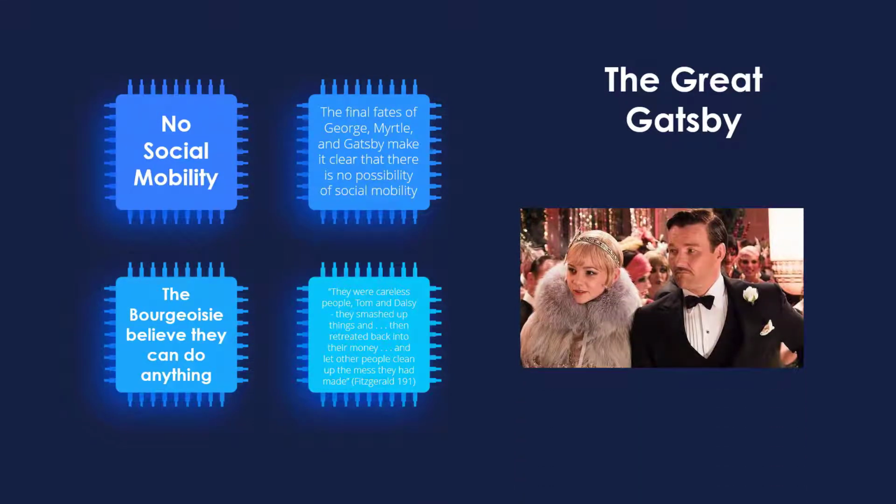The author, Fitzgerald, makes it very clear that in this 1920s American society, there is no social mobility. The final fates of George, Myrtle, and Gatsby hit home the point that there is no real possibility of social mobility. Although Gatsby and Wilson worked hard their entire lives, they suffered the same fate at the metaphoric hands of the wealthy upper class. These wealthy people believe they can do whatever they want without suffering any consequences. They are mostly careless and selfish, and hide in the safety of their wealth.